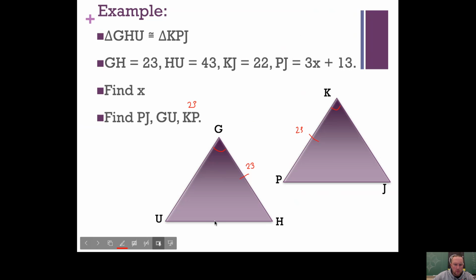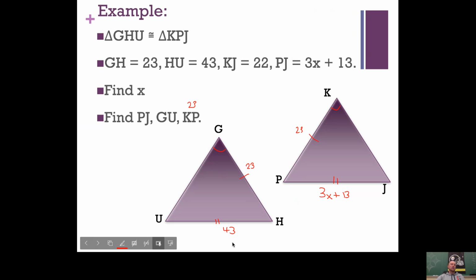Segment HU is congruent to segment PJ. Here's segment HU. It's 43. Here's segment PJ. It's also got to be 43, but they're telling you that it's 3 times a number plus 13.